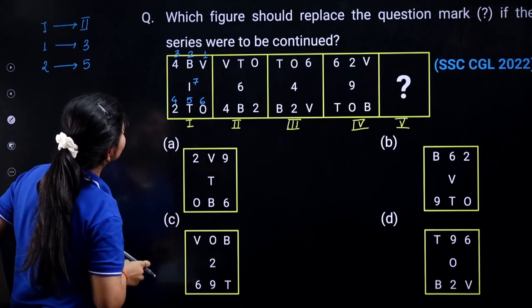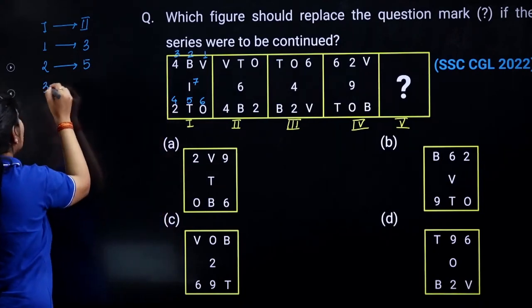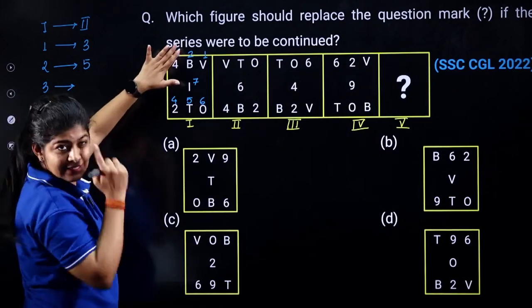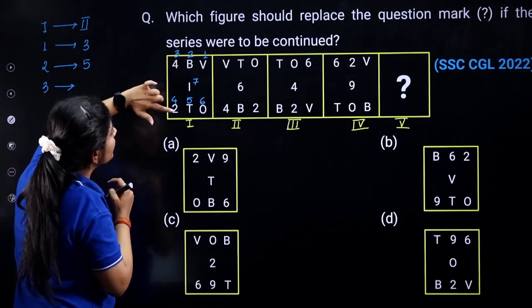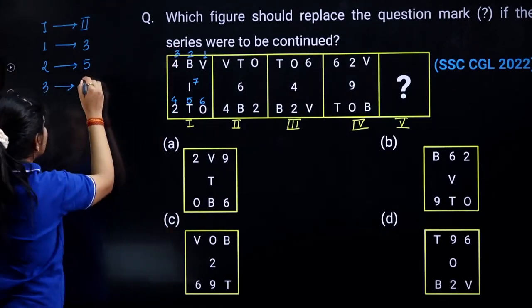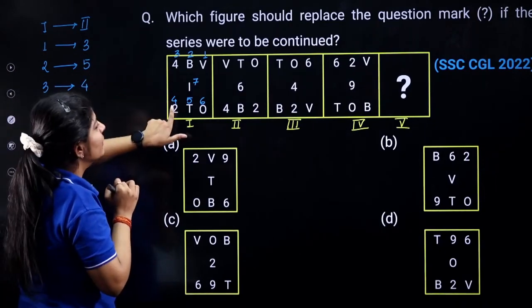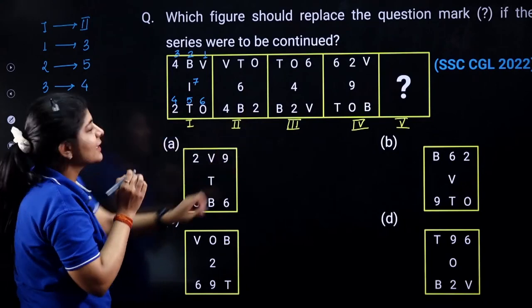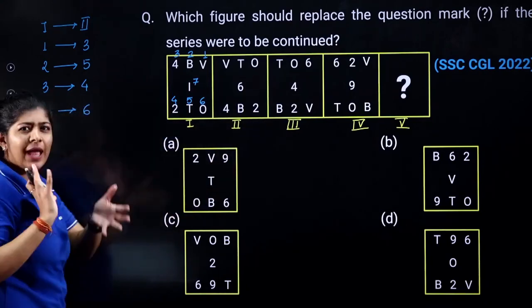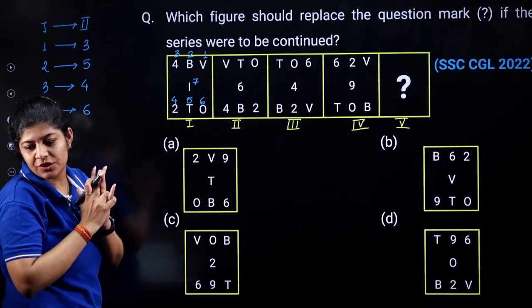Okay, next one. Third position, we are having 4. Now this 4 is shifted to the fourth position. Okay. At fourth position, we are having 2 and that 2 is shifted to the sixth position. Now we are just considering the positions.